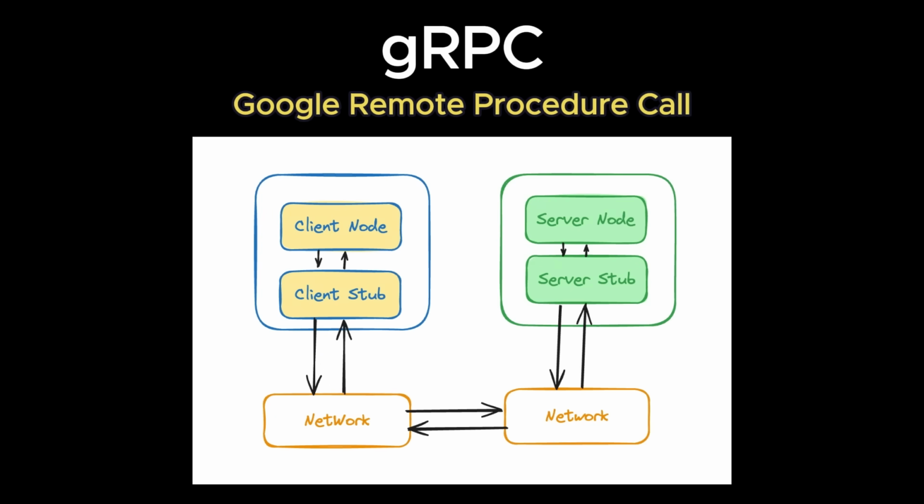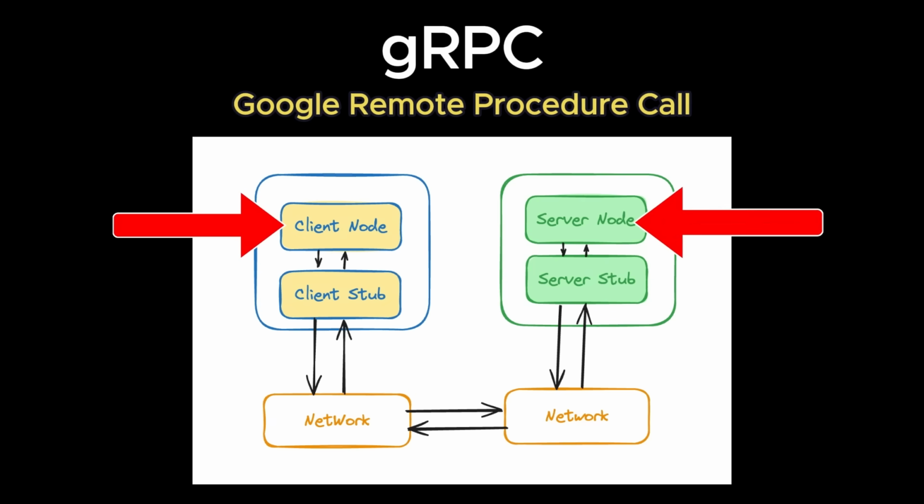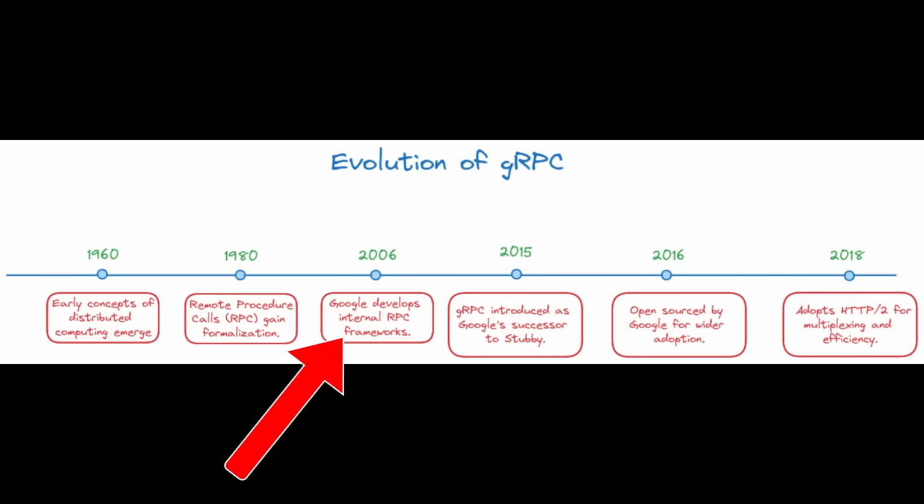gRPC, or Google Remote Procedure Call, is a modern, high-performance open-source framework designed to facilitate communication between distributed systems. Developed originally at Google, it enables applications running on different machines, environments, or even written in different programming languages to communicate seamlessly as if they were invoking local functions.